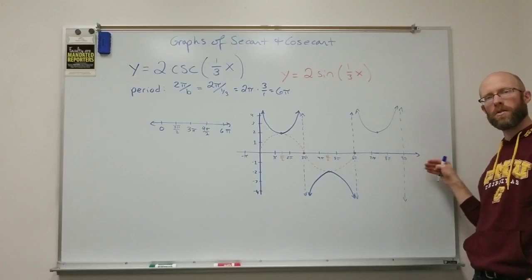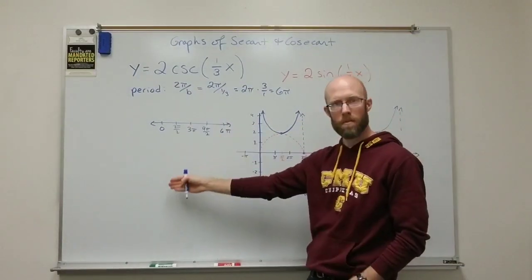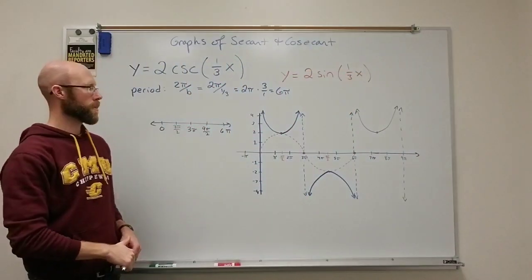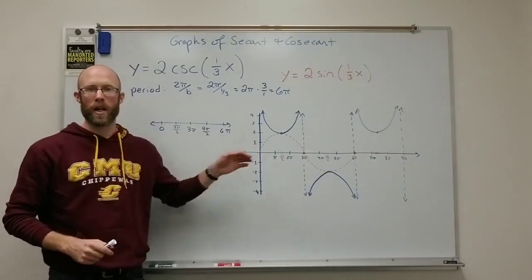And if I want to continue, the next one would be down, then up, and down, and so forth. And going this way, you go down, up, and so forth, okay? So that should give you an idea of how you would plot the graph of this.